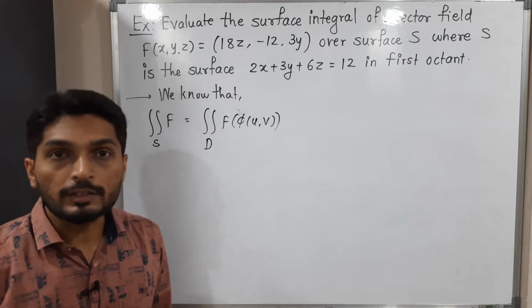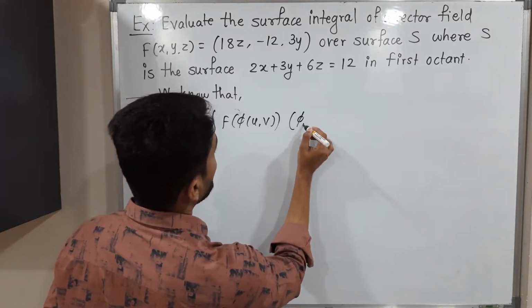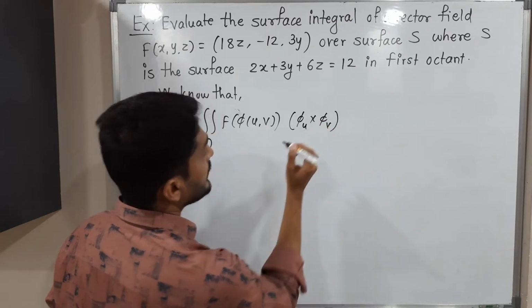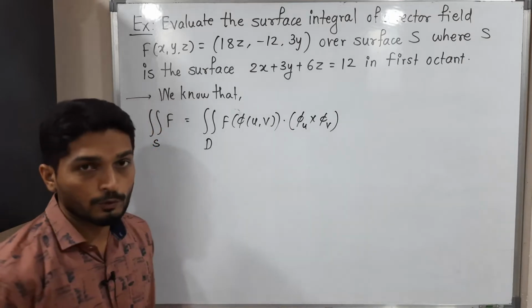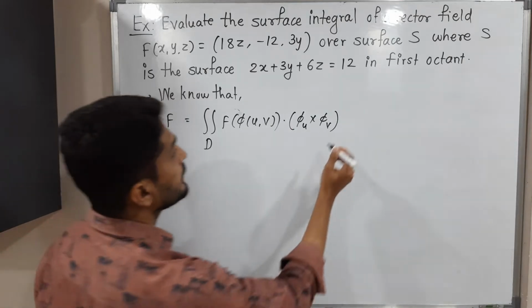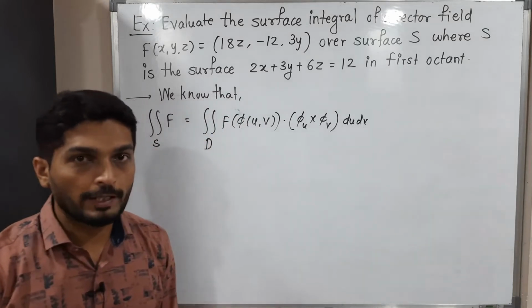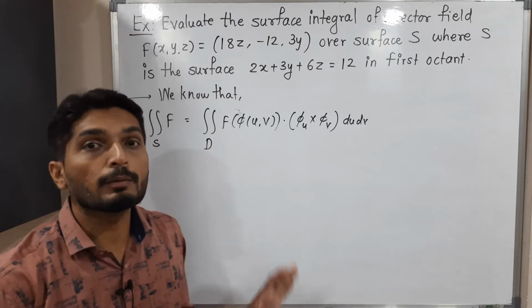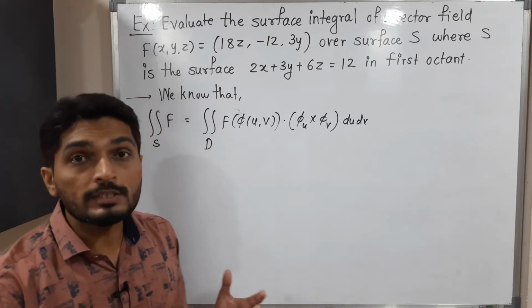So what we do after that, we find the partial derivative of phi with respect to u, and the partial derivative of phi with respect to v. We take their cross product and we take the dot product of this bracket with F of phi of uv, du dv. So this is the definition of surface integral of a vector field. We have to find all these values, and by solving the double integration we will have the required answer. So let us write the given information.